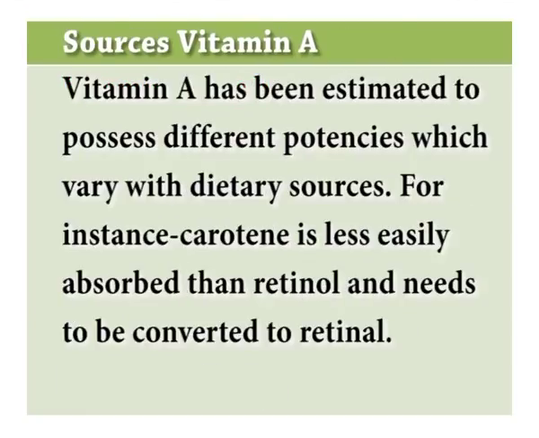Sources of vitamin A. Vitamin A has been estimated to possess different potencies which vary with dietary sources. For instance, carotene is less easily absorbed than retinol and needs to be converted to retinol. Free retinol is not generally found in food. Retinyl palmitate is a precursor and is the major storage form of retinol, which is exclusively found in foods of animal origin.